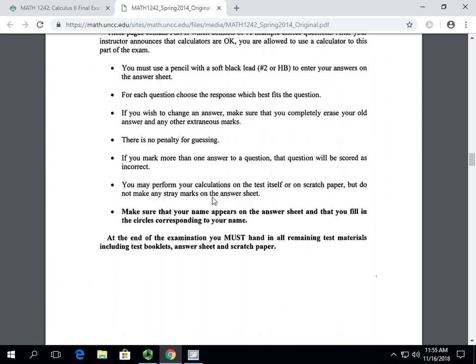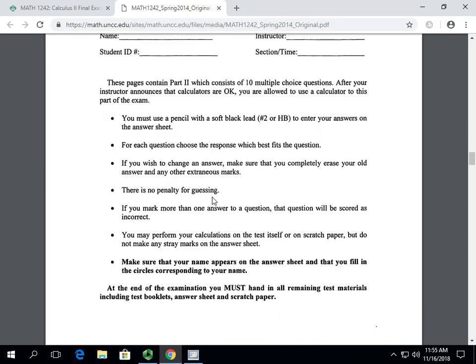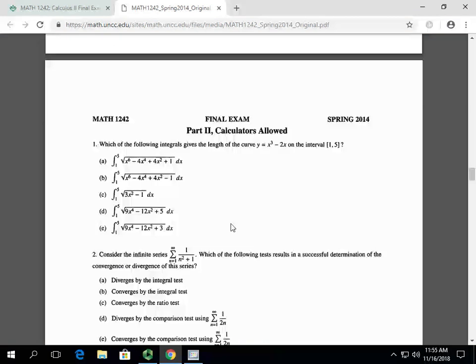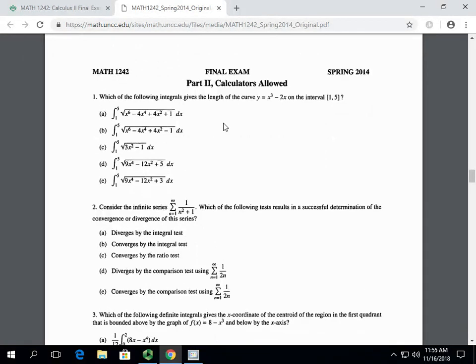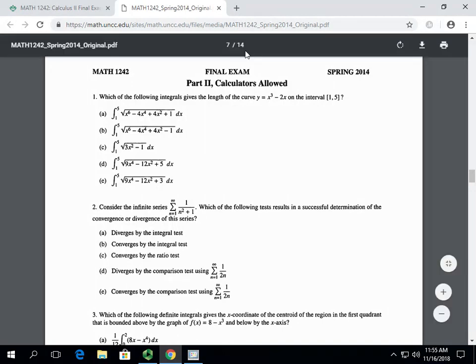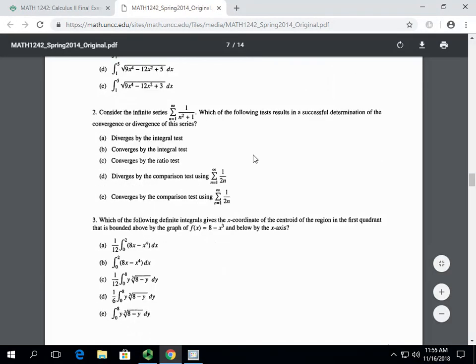But wait, there's more. Here comes the second part of the test. You can use a calculator on this section. Here is find the arc length, and which one of these formulas makes up the arc length. So memorize your arc length. Finally, here's another series problem right here.